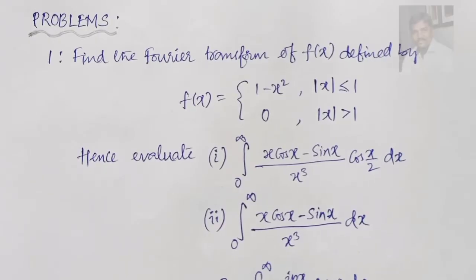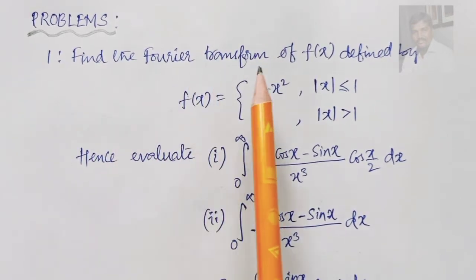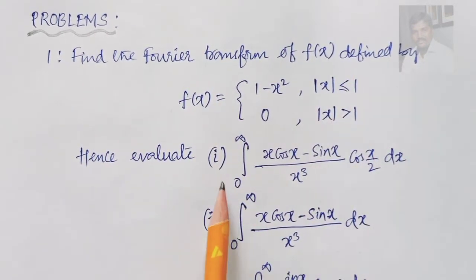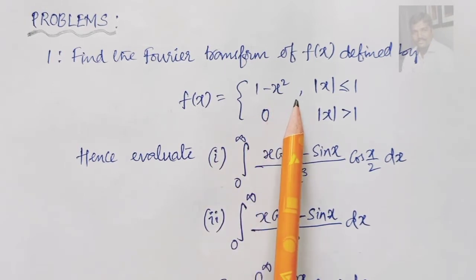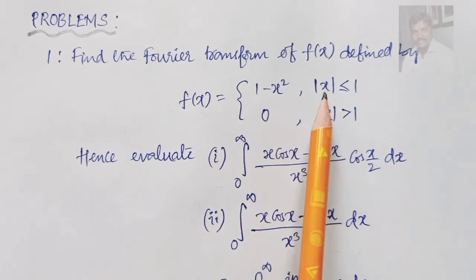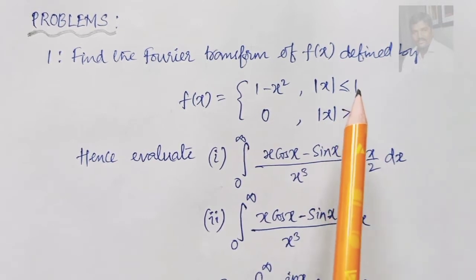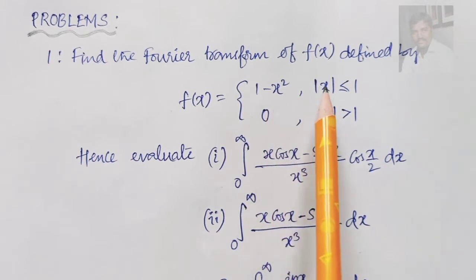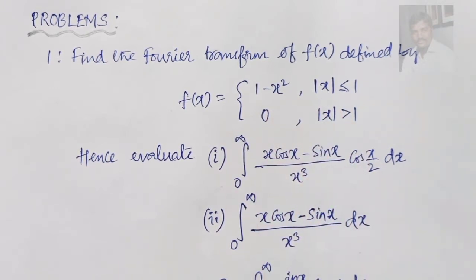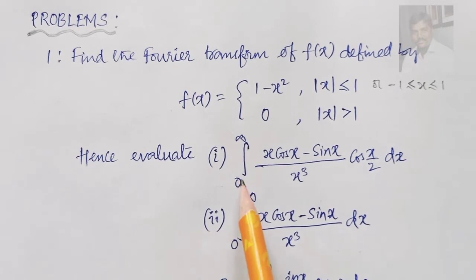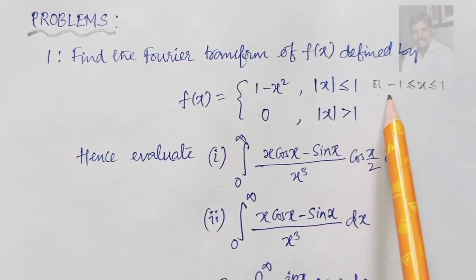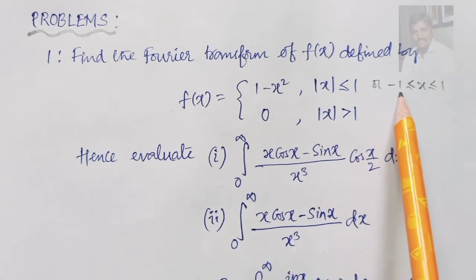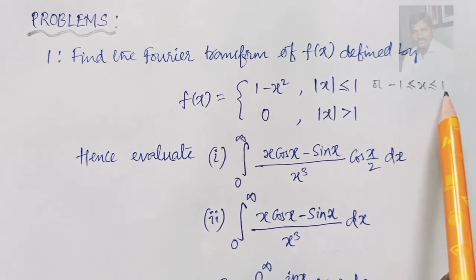Students, let us do one problem on finding the Fourier transform of functions. Here is the given problem: find the Fourier transform of f of x defined by f of x is equal to 1 minus x square when mod x is less than or equal to 1, and 0 when mod x is greater than 1. Here remember what mod x less than or equal to 1 means: f of x is equal to 1 minus x square for mod x less than or equal to 1, that is, minus 1 less than or equal to x less than or equal to 1.